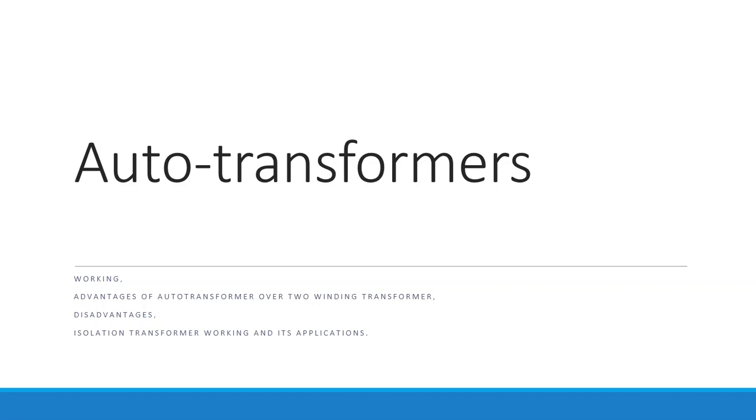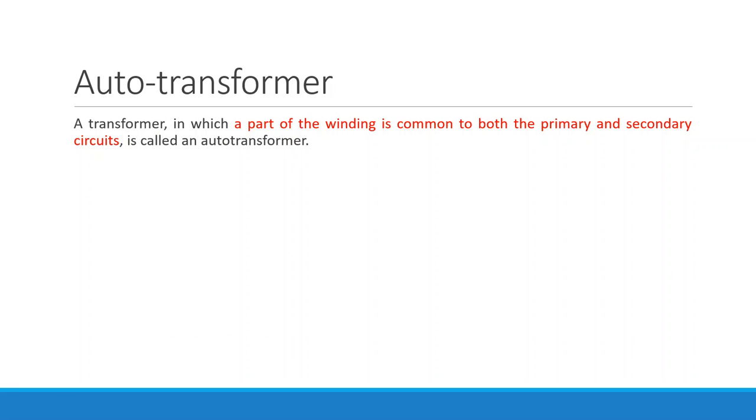Today we are going to start the second module, that is auto transformer. So let us begin with auto transformer. Already we have seen what we mean by transformer. We have seen two winding transformer and its working principle is known to us. So what exactly the auto transformer is, we are going to discuss the same in this lecture.